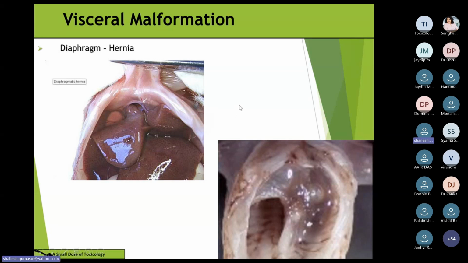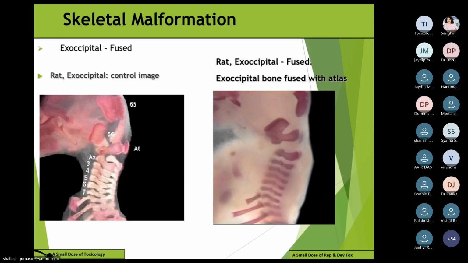These are various visceral malformations: dilation of the lateral ventricle of the brain, dilation of the third ventricle of the brain, hydronephrosis, then cleft palate, etc. Now these are some examples of skeletal malformation.